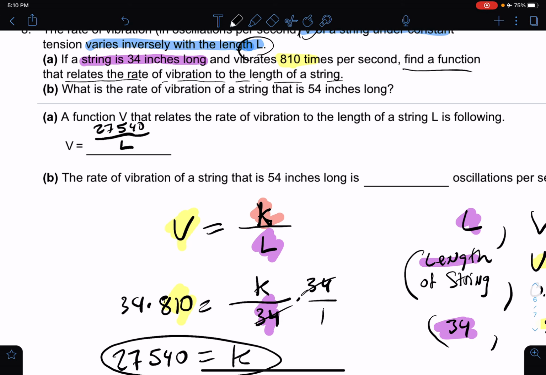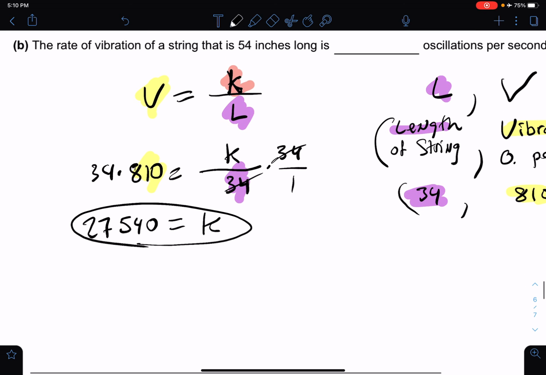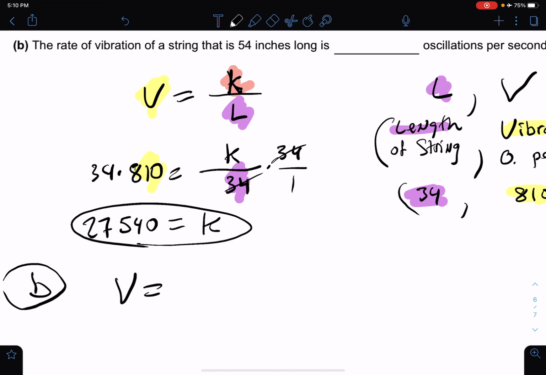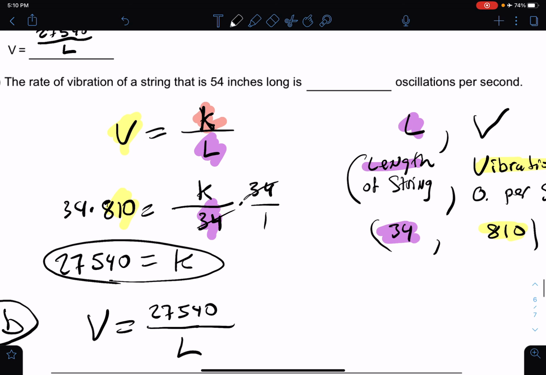Hey, we came up with this cool formula when we want to construct and build our electric guitar and start a rock band. The rate of vibration of a string that is 54 inches long is, so on part B, I'm going to put part B right here, go to my trusty formula here. V equals 27,540 over L.